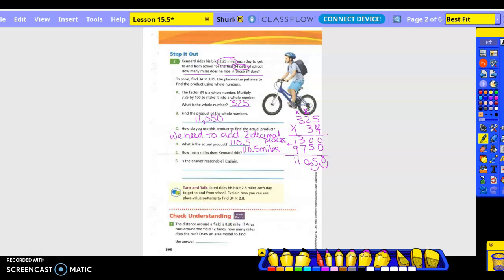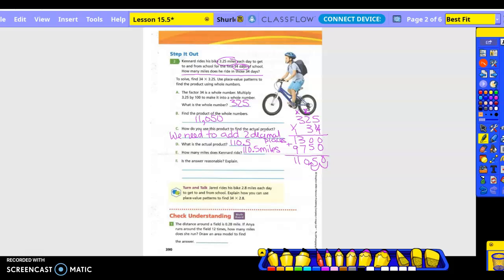Is our answer reasonable? If you went down a little bit, to 30 days, and went down a little bit on both, what is 30 times 3? 90, okay, and is that close to the 110 and 5 tenths? Yeah, so basically if we estimated, we'd estimate 3 and 25 hundredths to 3, right? And then we'd estimate 34 to 30, and then that would be close.